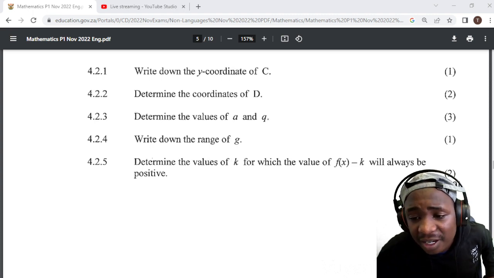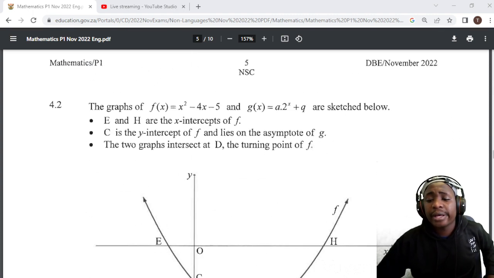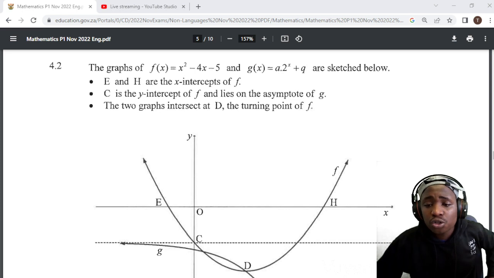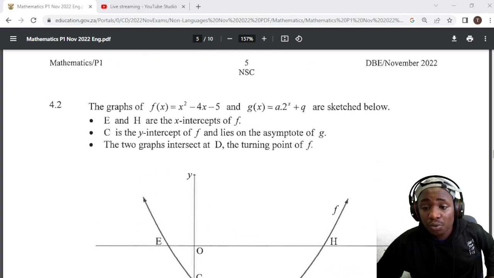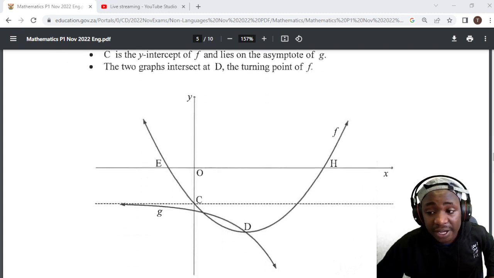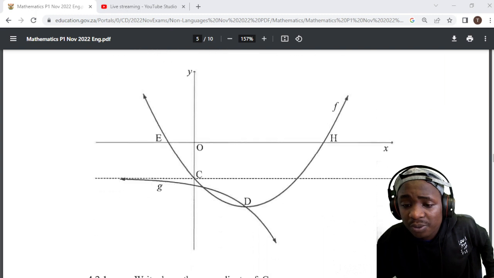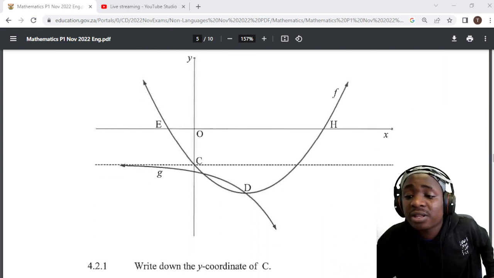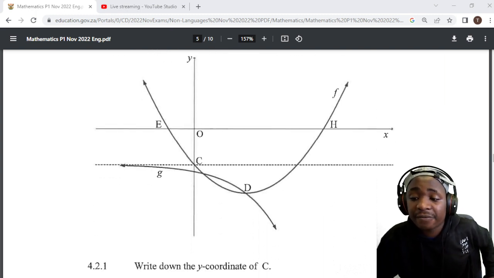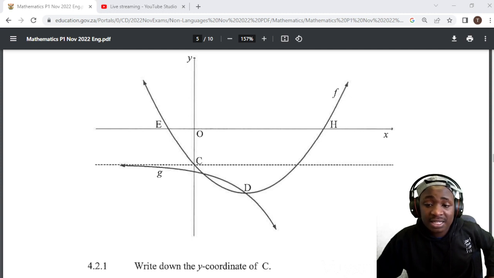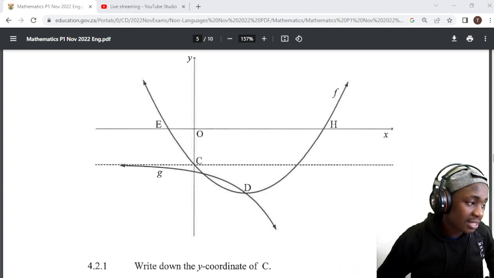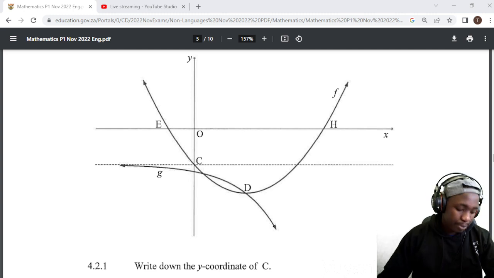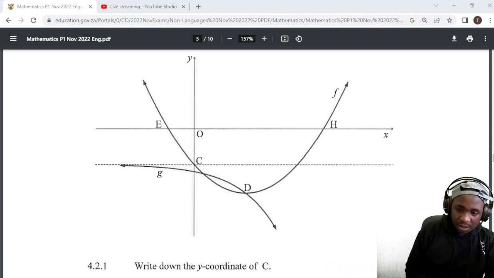Now determine the values of a and q. First things first, we need to determine the values of a and q. We can see that q is equal to the c value, the y-intercept of c, because the graph is not touching the line or going above the value of c there, which means it has what we call the asymptote. So the q value there is easy to find. Our q will just be equal to negative 5. That's the first thing which we saw there.